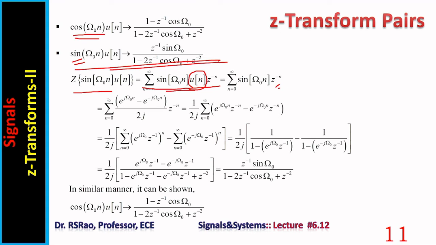It becomes equal to the sum from n equal to 0 to infinity of e power j omega naught n minus e power minus j omega naught n, by 2j, times z power minus n. Here, sine is expressed in terms of exponentials using Euler's identity, and then they are manipulated a little bit. After manipulation and simplification, we get the transform as z power minus 1 sine omega naught by 1 minus 2 z power minus 1 cos omega naught plus z power minus 2. In a similar manner, it can be shown that the z transform of cos omega naught n u of n is 1 minus z power minus 1 cos omega naught by 1 minus 2 z power minus 1 cos omega naught plus z power minus 2.